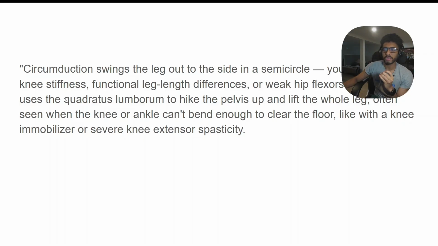So hip hiking, he usually uses quadratus lumborum to hike the pelvis up and lift the whole leg, often seen when the knee or ankle cannot bend enough to clear the floor, like with a knee immobilizer or severe knee extensor spasticity. So the knee cannot bend, or there is a weakness or spasticity there, and sometimes the patients might have an immobilizer. When you have this, you need to clear the floor, right? You cannot drag it. So what they do is hiking, lifting the whole leg up, and that is done by quadratus lumborum.